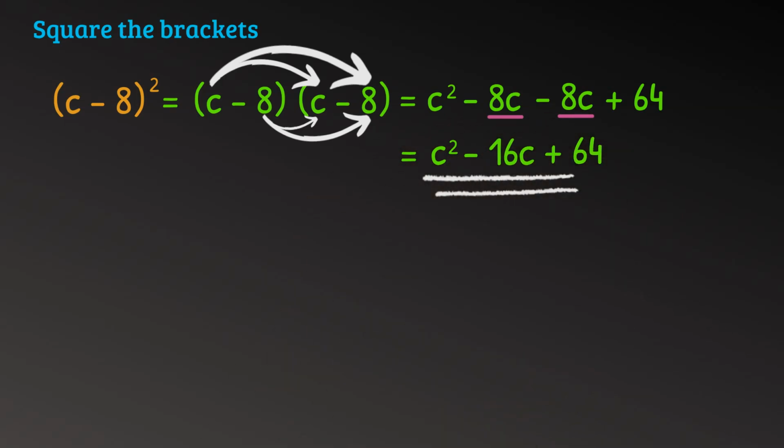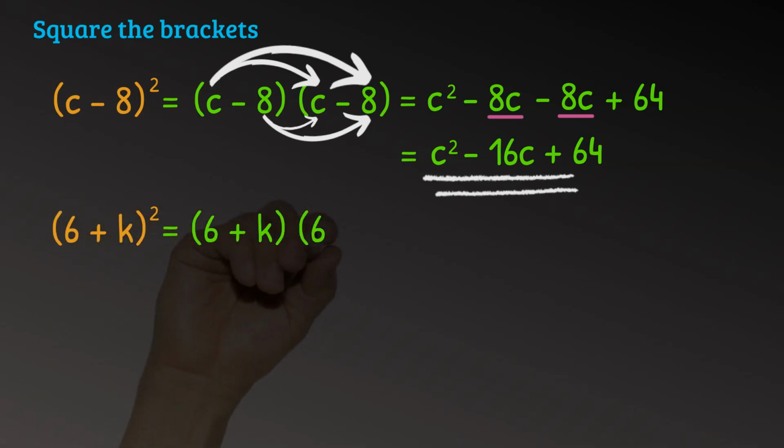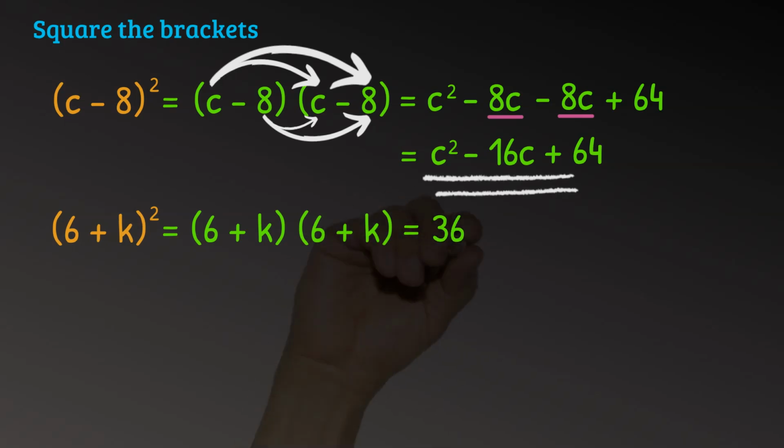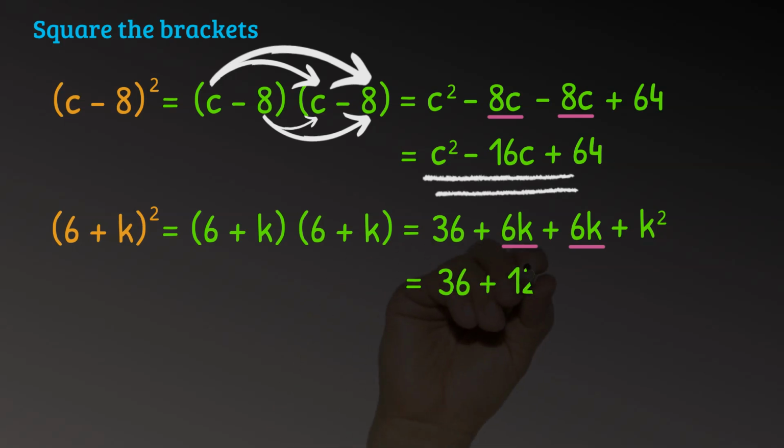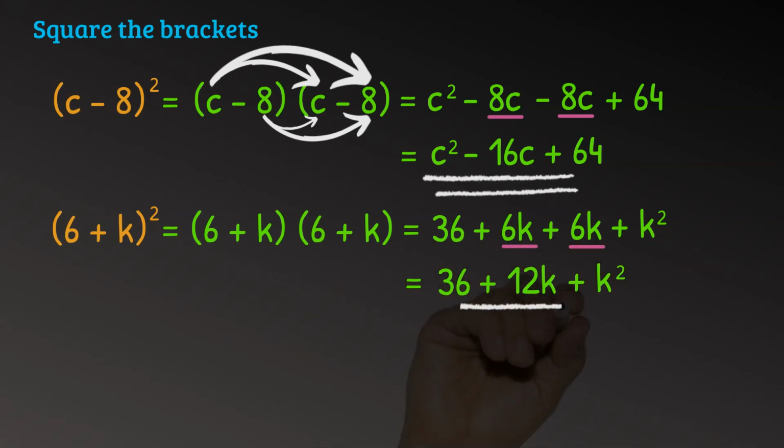Then without the arrows, if we have 6 plus k squared, that's the same as 6 plus k times by 6 plus k. So we have 6 times 6, which is 36, 6 times k, which is plus 6k, k times by 6, which is another plus 6k, and k times by k, which is k squared. Then add in the two 6k's together, we get 36 plus 12k plus k squared.